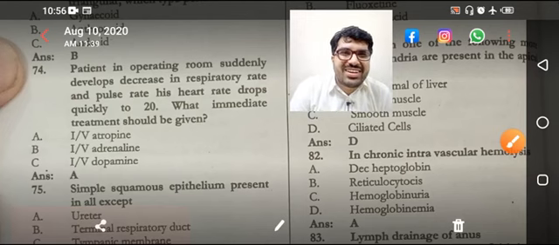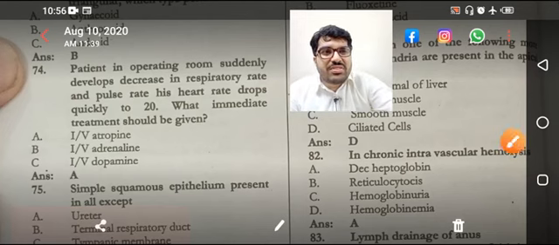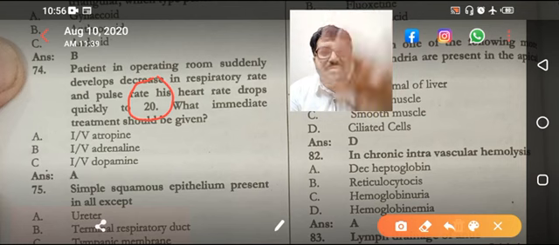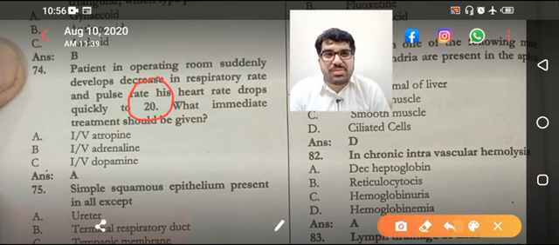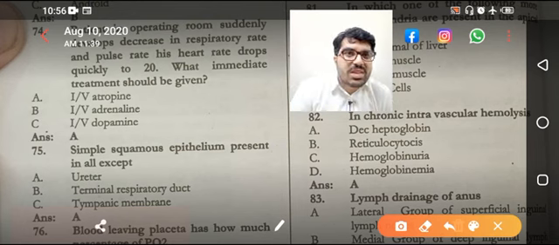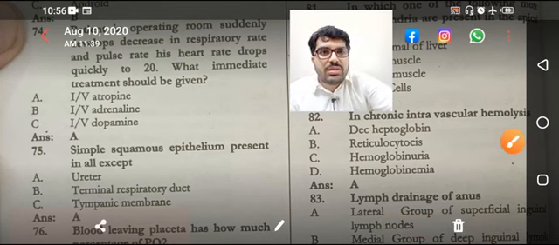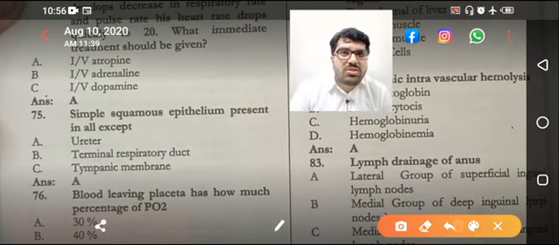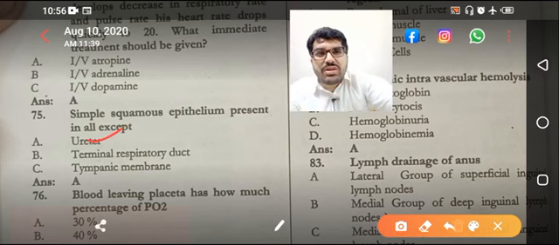Patient in operating room suddenly develops decrease in respiratory rate. Now the patient is having bradycardia, heart rate dropped to 20. The initial step is to give IV atropine. Simple squamous epithelium is present in all except the ureter, because the ureter is having transitional epithelium.